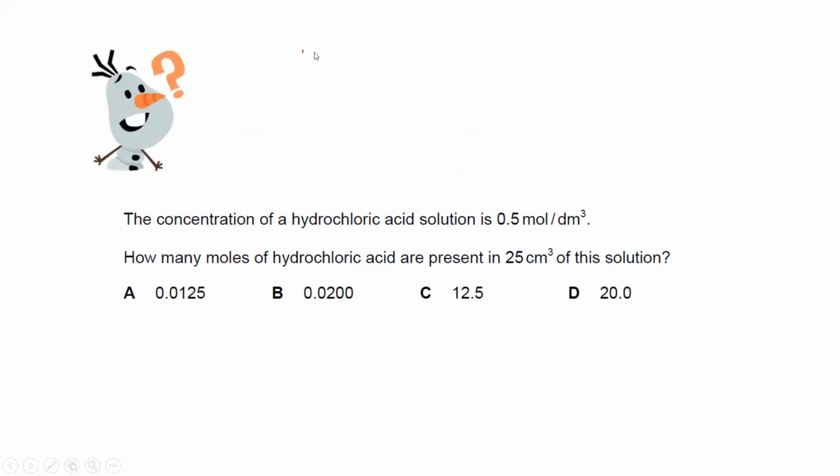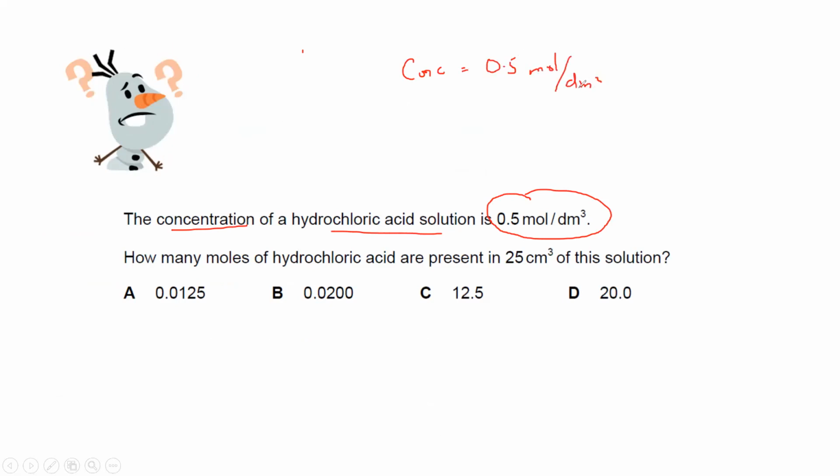As you can see in this question, first you have to know what is given to you. The concentration or amount of hydrochloric acid is 0.5 mole per dm cube. How many moles are there? We have to find moles in 25 cm cube of the solution, so the volume of the solution is given as 25 cm cube. Because we need the moles, and we have the concentration and volume, the formula which relates concentration and volume is the second formula.